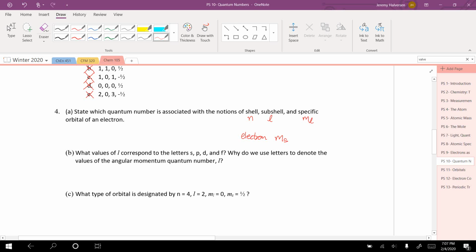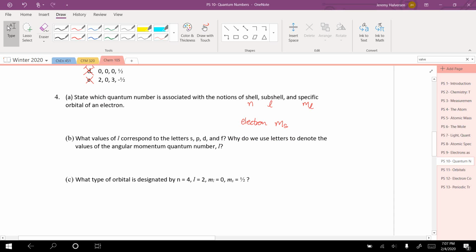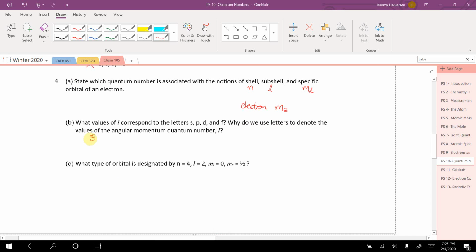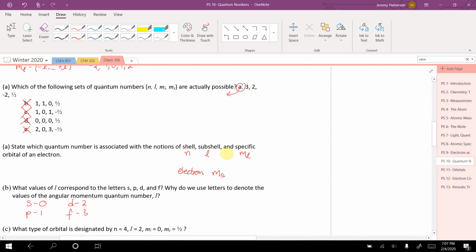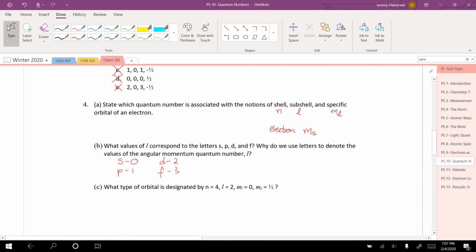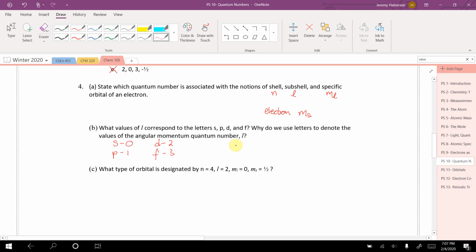B, what value of L corresponds to letters S, P, D, and F? Why do you use letters to denote the values of angular momentum quantum number L? All right, so S is when L is 0, P is when L is 1, D is when L is 2, F is when L is 3. You can see that up here, S 0, P 1, D 2, F 3. Why do we say the 1s orbital instead of the 1-0 orbital? The real reason is just because a lot of numbers can be confusing, I think, and so that's why they use the letters for the L.